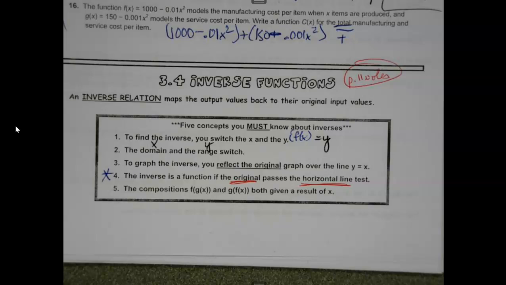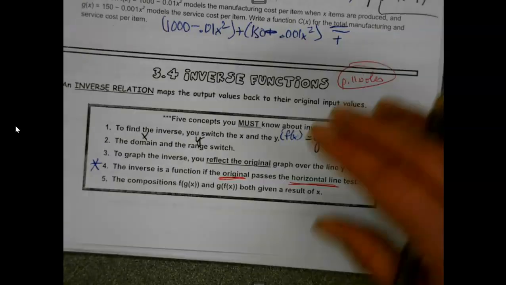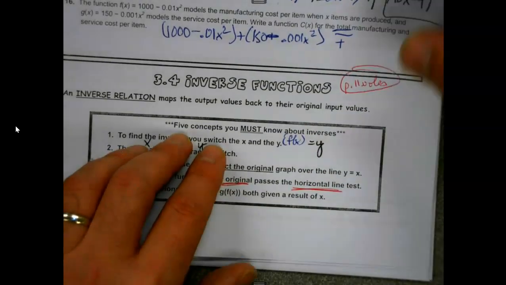Trying to verbalize this is tricky. The compositions f of g of x and g of f of x are both given as a result of x. In other words, if you plug them into each other, x is all that's left standing at the end. So lots of choices. You're like, holy moly, we just need to get into this. I think we do. All right, let's start easy.